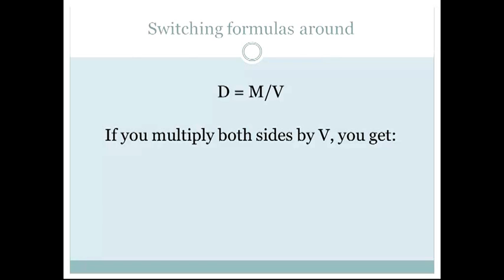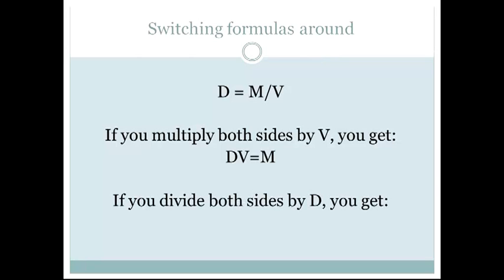So if you multiply both sides of this equation by V, you end up with density times volume equals the mass. Or I could have put it the other way: mass equals density times volume. You don't have to memorize all of these equations, because if you know the basic algebra, you can create the equations anytime you need to, depending on what they've given you.